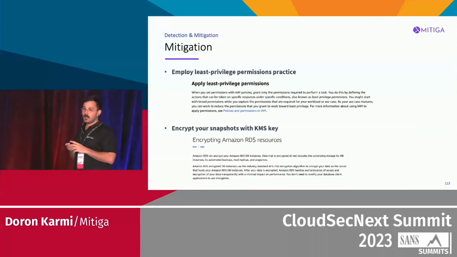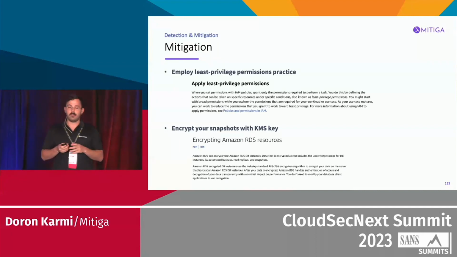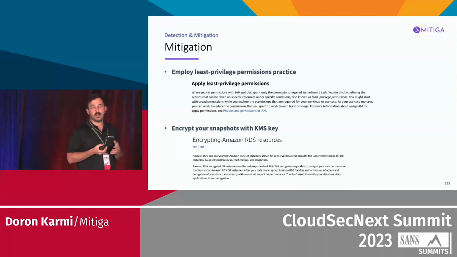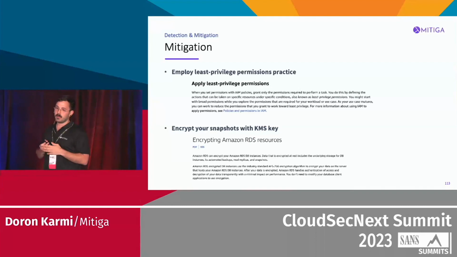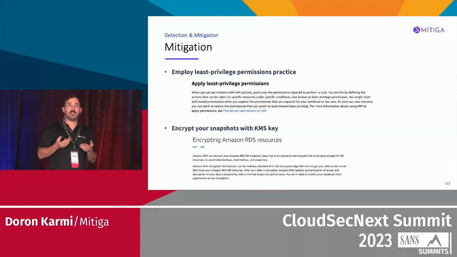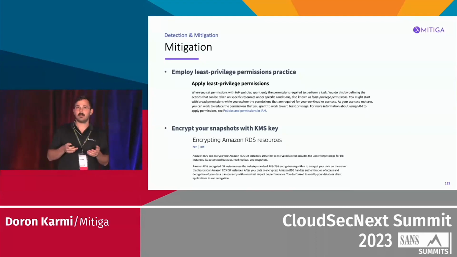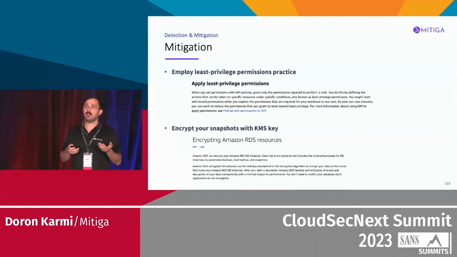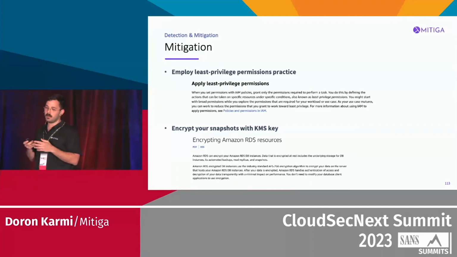As for the mitigation, we recommend to do one of two things. The first one is quite straightforward. I'm stating the obvious, but employ least privilege permission practice. Maybe it's not easy to do, but it's important. Don't give excess permissions to users or roles. Give them the permissions that they need in order to do their job. This is to prevent mistakes. If someone doesn't need permission to create snapshots, to share snapshots, to modify snapshot attributes, then they shouldn't have it.